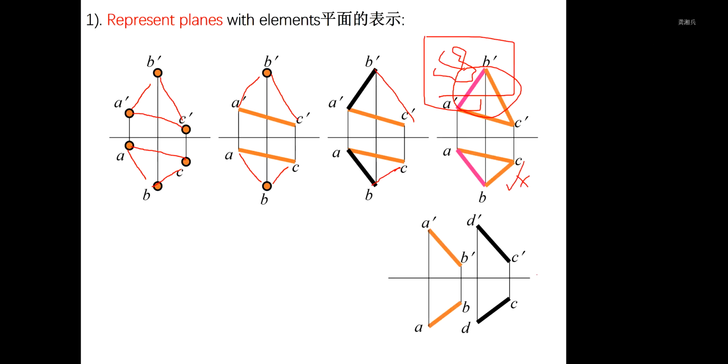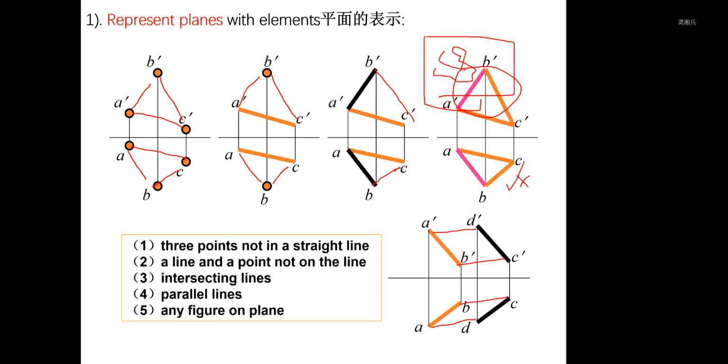Yeah, we can use two parallel lines, just like here, a parallel line. Just line them together, so ABCD is a plane. So here, 1, 2, 3, 5. Remember this one? This one is for you guys to finish. Sometimes you use what kind of method to represent a plane.